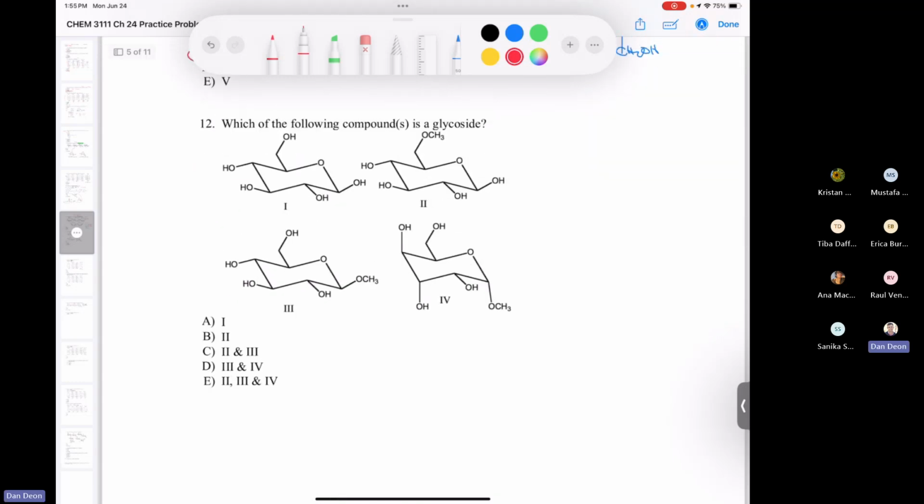Which of the following compounds is a glycoside? Remember, if we have a glycoside, what we're looking for is an acetal. Okay, so if we look at the first one, we have a hemiacetal right here. Maybe I should use my yellow pen. We have a hemiacetal here. We have a hemiacetal here. But if we look at compound 3, you can see we have an acetal here. And if you look at compound 4, we also have an acetal right here. So we have 2 acetals in compounds 3 and 4. And so that must be the answer. Okay, neither one of those is going to be a reducing sugar.